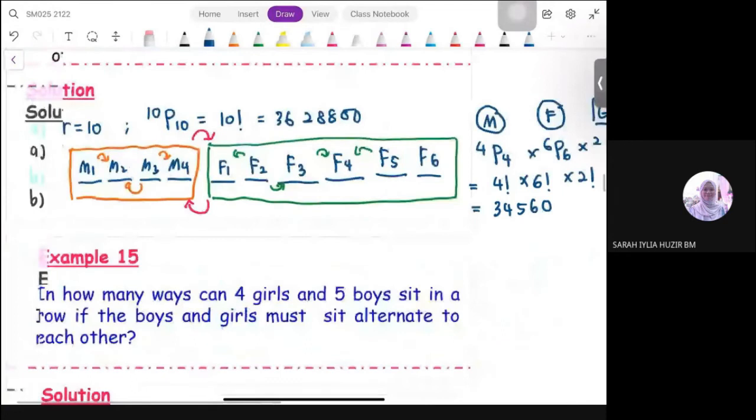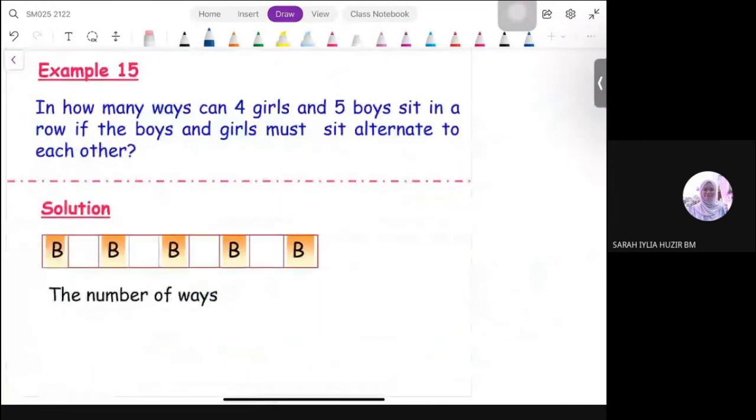Okay, moving on, example 15. So, in how many ways can 4 girl and 5 boys sit in a row if the boy and girl must sit alternate to each other? Okay, tadi nak duduk satu side kan? Sekarang nak duduk selang-seli pula.